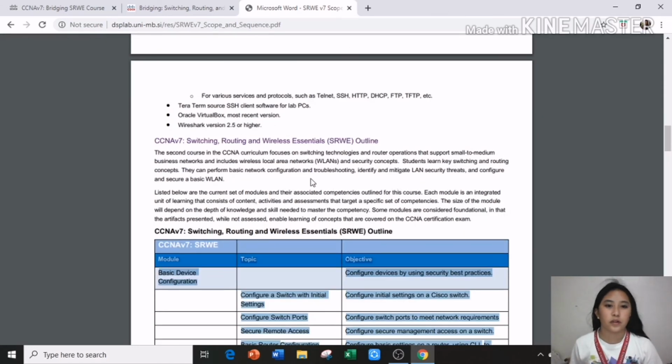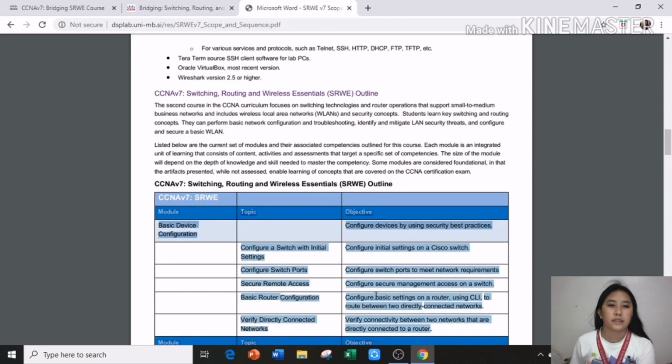This course, or the CCNA curriculum, focuses on switching technologies and router operations that support small to medium business networks and includes wireless local area network, or WLAN, and security concepts. Students learn key switching and routing concepts. They can perform basic network configuration and troubleshooting, identify and mitigate LAN security threats, and configure and secure a basic WLAN.